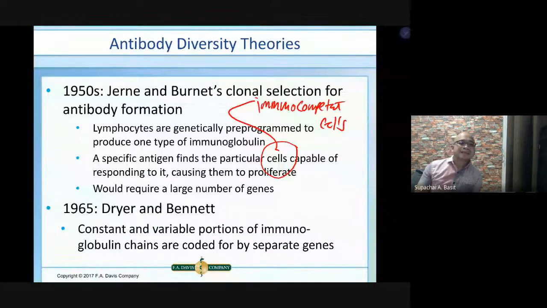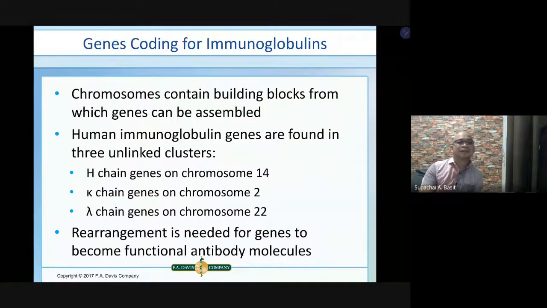Okay? So in 1965, Dreyer and Bennett proposed that the constant and variable portions of immunoglobulin genes are coded by separate genes. And the genes coding for immunoglobulins are found across the different kinds of chromosomes.